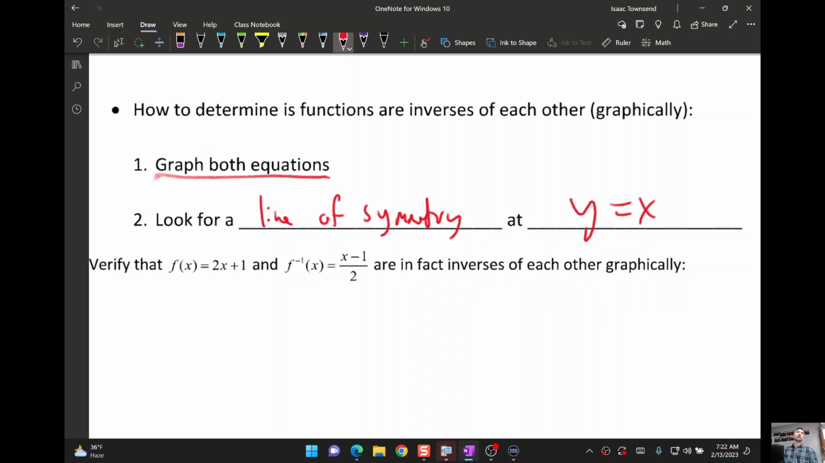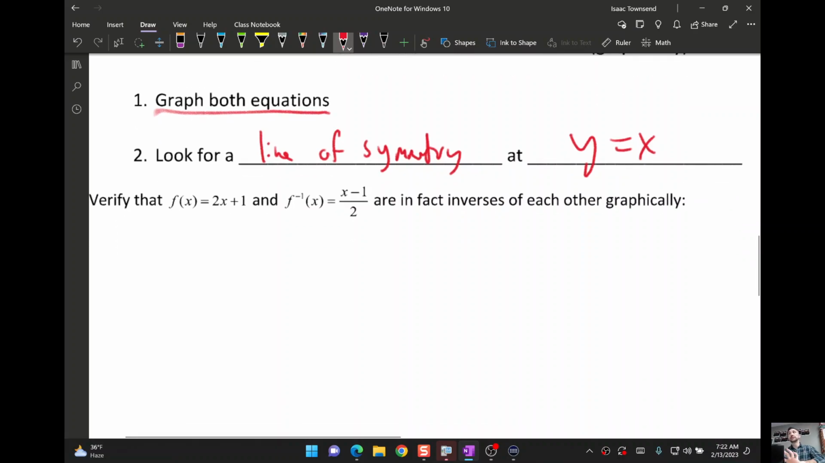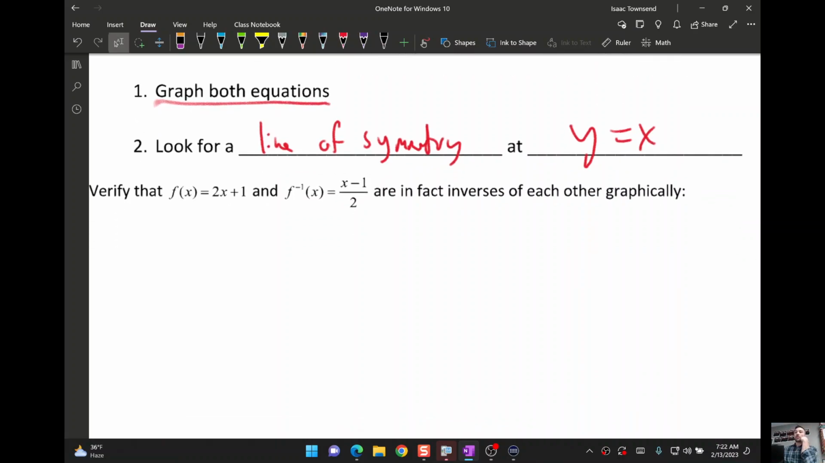So again, this isn't good enough for a proof or good enough to verify, but it is a very quick way to just kind of eyeball and see if they're really inverses of each other. So for example, let's say on the ACT, this shouldn't say verify because this isn't really verifying. But let's say they give you this function and they say which one of the following is the inverse of it, and maybe this is choice A.